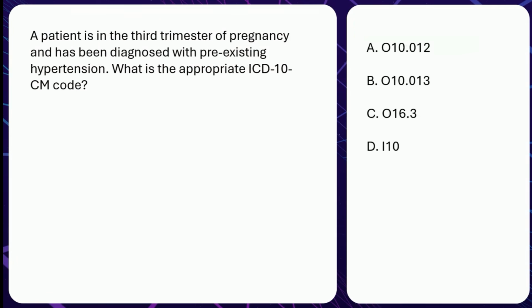Our next question, we're looking at a patient in the 3rd trimester of pregnancy who has been diagnosed with pre-existing hypertension. What's the appropriate ICD-10-CM code for pre-existing hypertension? So we have a few different variations here. We have some O10 codes, we have some O16, and we have our good old I10 for hypertension. So, what are we going to do for lookup for this? We're kind of all over the place as far as code selection, and what are we kind of looking at? Like, what terms should we look up for this?